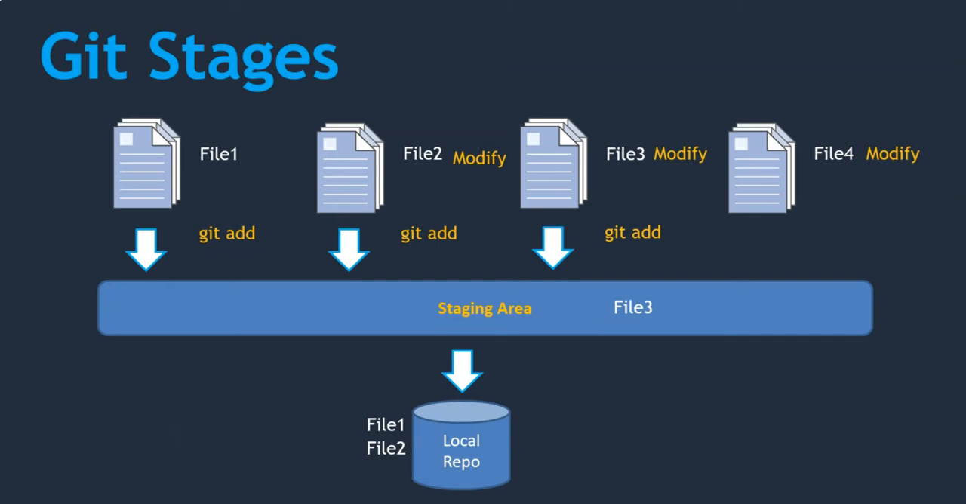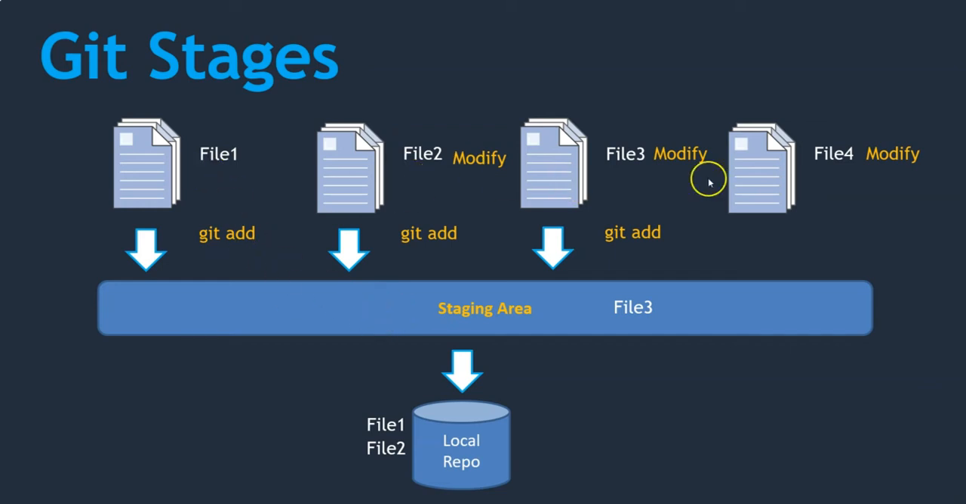Hello friends, welcome back. In this video, we are going to see how we can compare our changes from working directory to staging area, at the same time staging area to local repo, or else working directory to local repo. So how can we do those comparisons? First, let's start with the comparison between the working directory and the staging area.